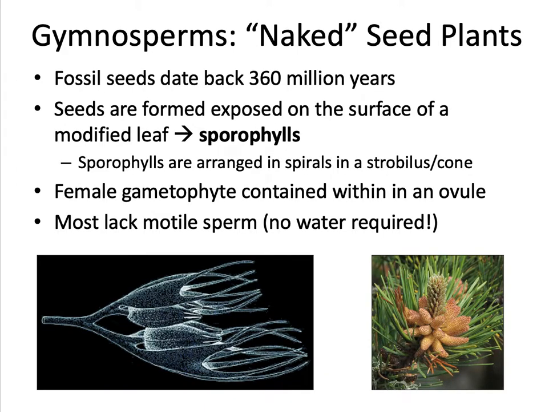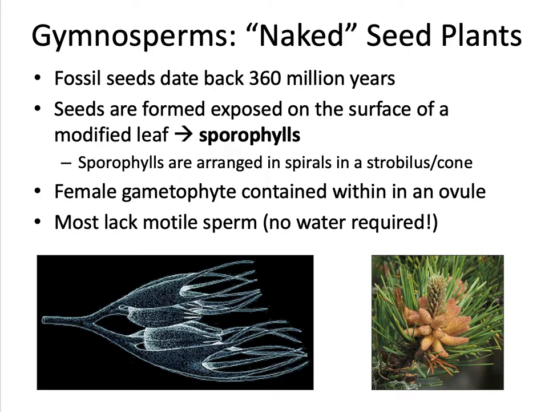So when we look at the word gymnosperm, the root word gymno means naked, and sperm refers to seed. And so these are plants that produce seeds, but the seeds are not enclosed in a structure. We're going to see that seed enclosed in a structure in the angiosperms, which is the flowering plants. The gymnosperms have fossil seeds that date back to 360 million years ago, so they're quite ancient and have been around for a long time.